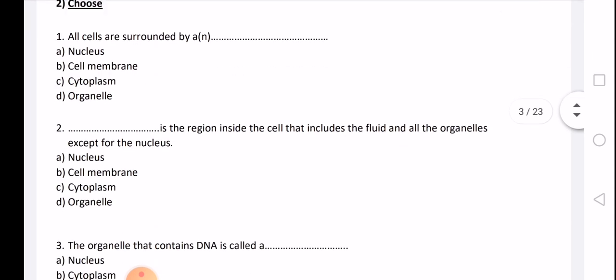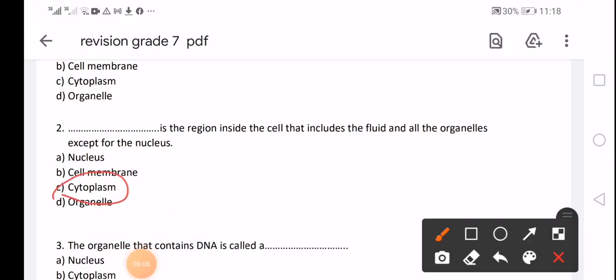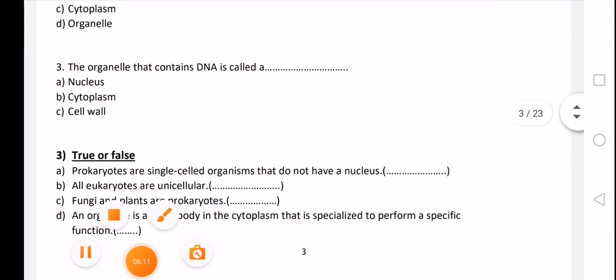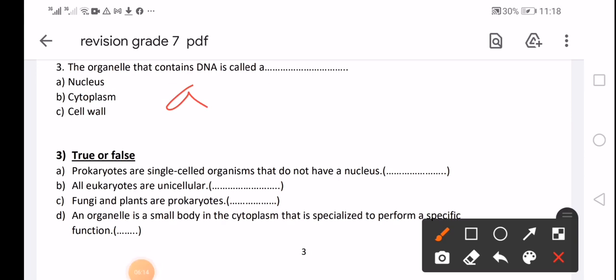B. The region inside the cell that includes fluid and all the organelles except the nucleus is the cytoplasm. The organelle that contains DNA is called what? Nucleus. Prokaryotes are single-celled organisms that do not have a nucleus. True. All eukaryotes are unicellular. Wrong. Fungi and plants are prokaryotes. Wrong, as plants are eukaryotes. An organelle is a small body in the cytoplasm that is specialized to perform a specific function. True.